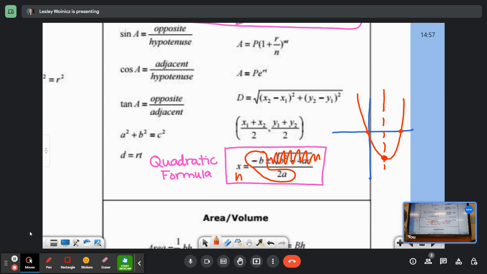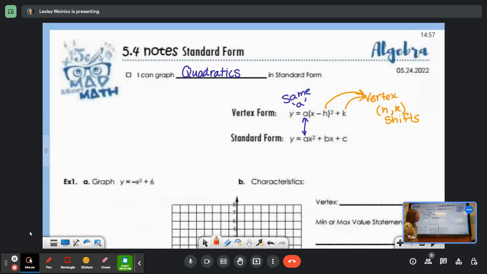So flip back to your notes. From the quadratic formula, we get a cute little formula for our h value. Our h is the opposite of our b over 2a. And the a and b that it's talking about are these coefficients in our quadratic and linear terms of standard form.